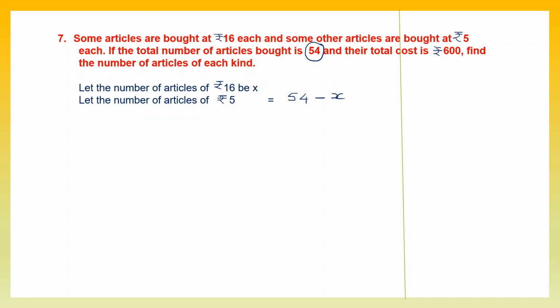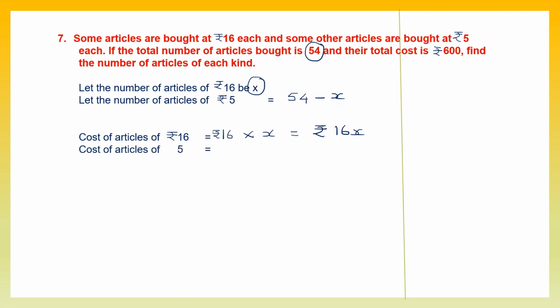So let's make that our next step. The cost of the 16 rupee articles will be rupees 16 into the number of articles. What is the number of articles we said? X. So that will be rupees 16 into x, which is 16x. So this is the cost of the first set of articles, 16x rupees.